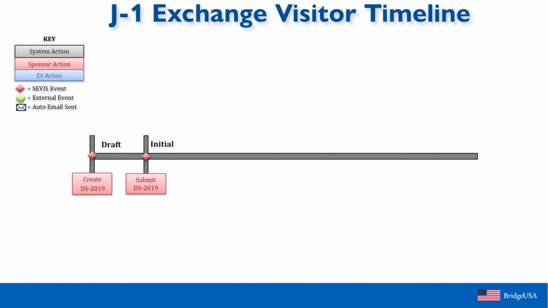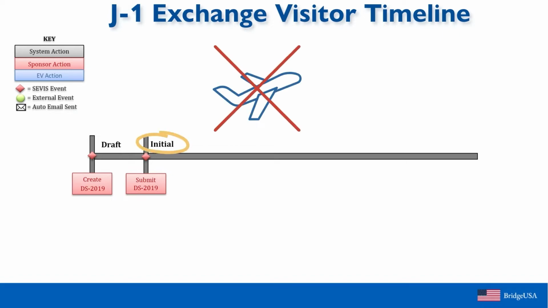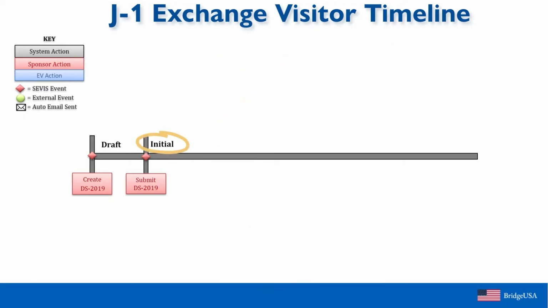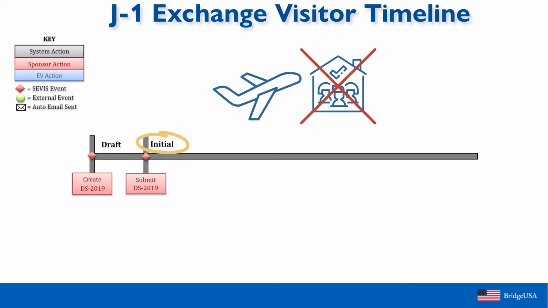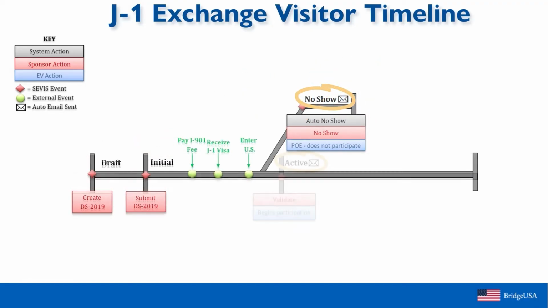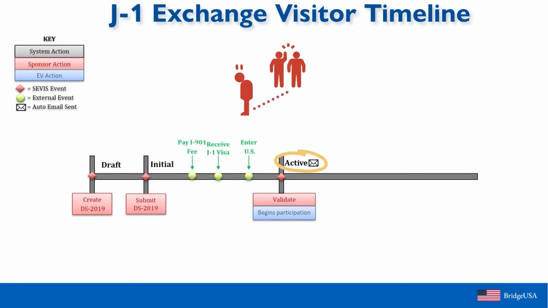For example, if an exchange visitor is in initial status and their program is canceled before they enter the United States, their status will change to invalid. But if they enter the United States and fail to report to their site of activity, their status will change from initial to no-show.